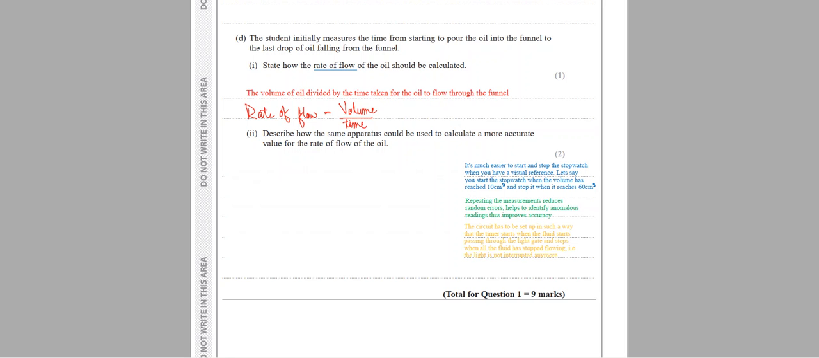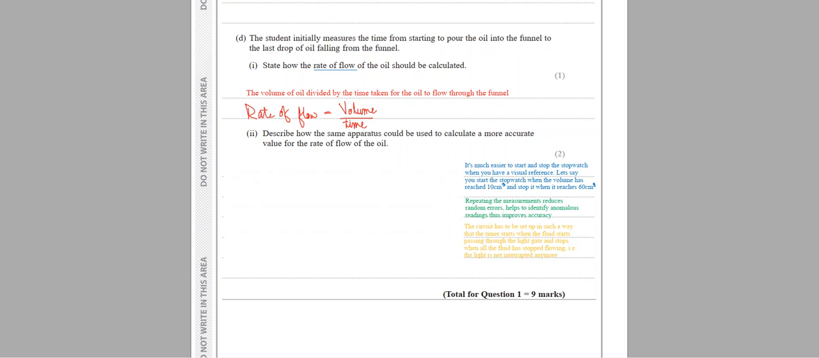So it's much easier to start and stop the stopwatch when you have a visual reference. Let's say you start the stopwatch when the volume has reached 10 cm cube and stop it when it has reached 60 cm cube. So you mark the points. And repeating the measurements reduces random errors and helps to identify anomalous readings, thus improves the accuracy.